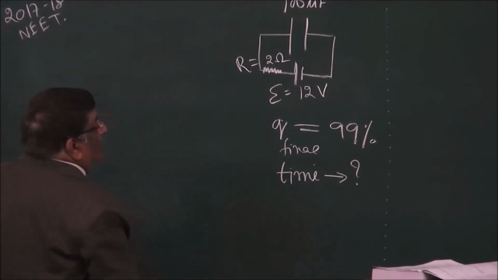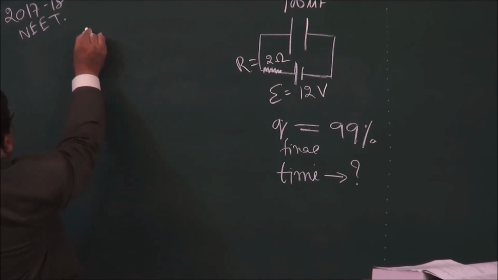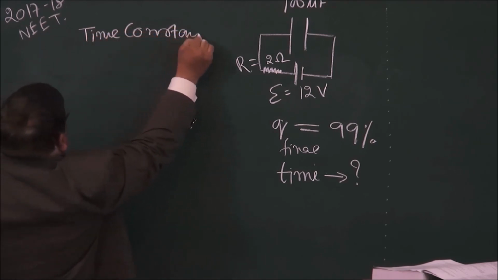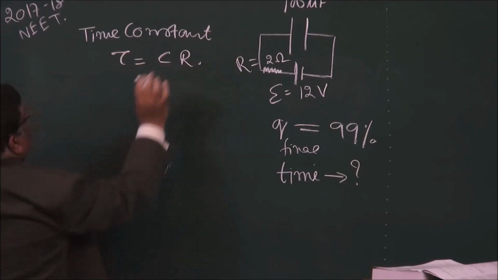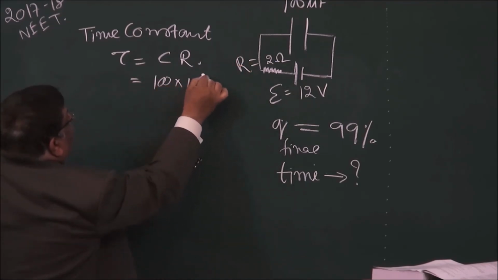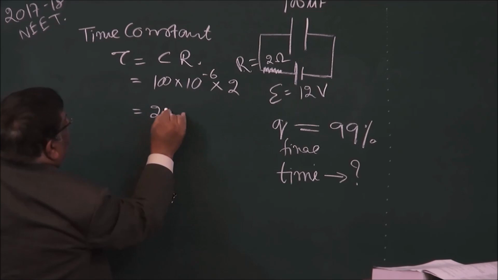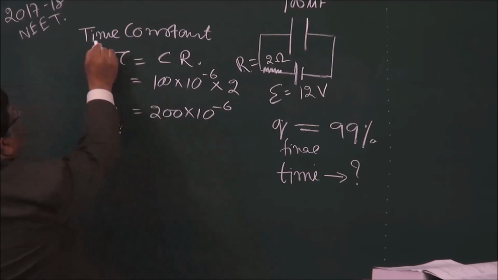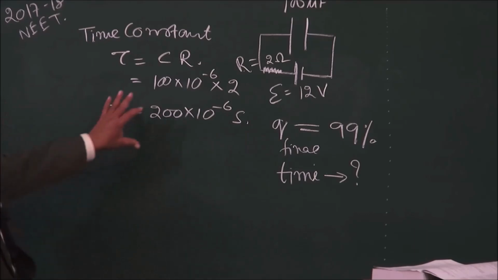Now, what is the time constant in this? In any capacitor, we know the time constant tau is equal to C into R. So here C has a value 100 into 10 to the power minus 6, into resistance equal to 2. So we have 200 into 10 to the power minus 6 second. This is the time constant.